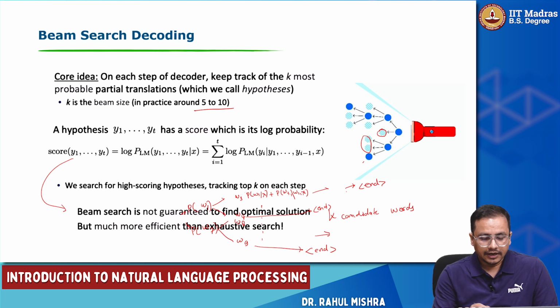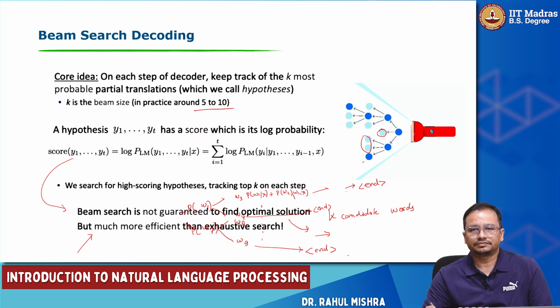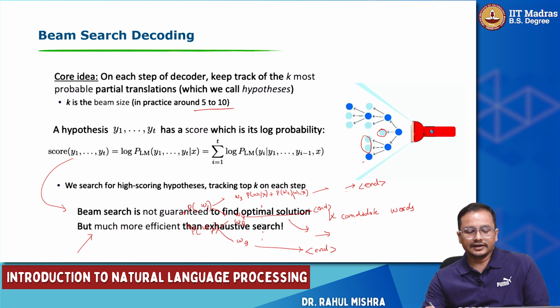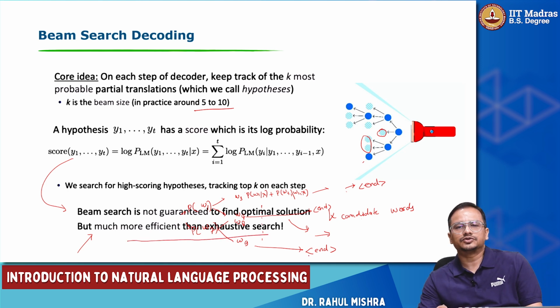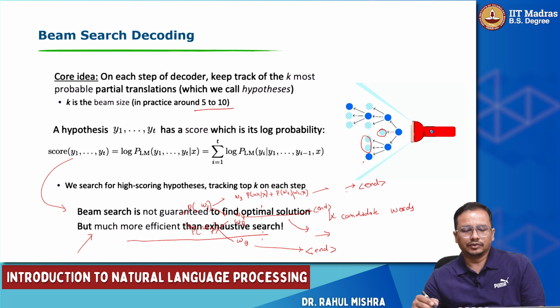One thing to note is that with beam search, it's not guaranteed to have an optimal solution. Why that is the case, we'll be discussing later. But it is more efficient than exhaustive search, where we generate all possible values, so we'll be considering all the words which were there in the vocab.